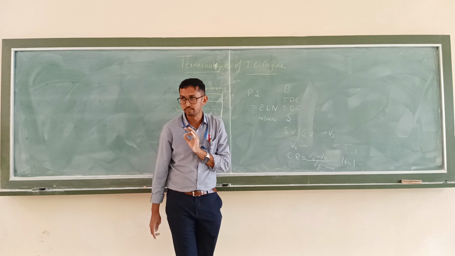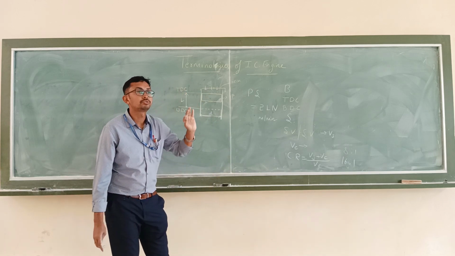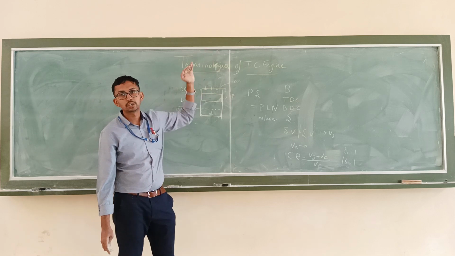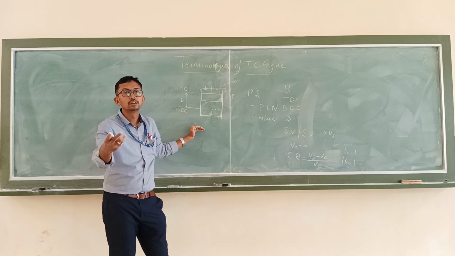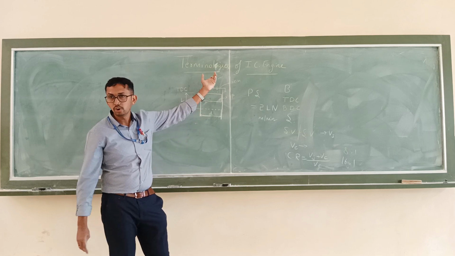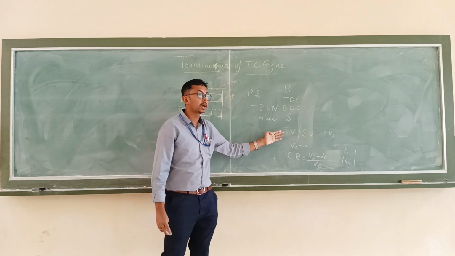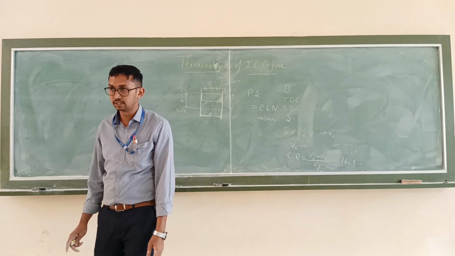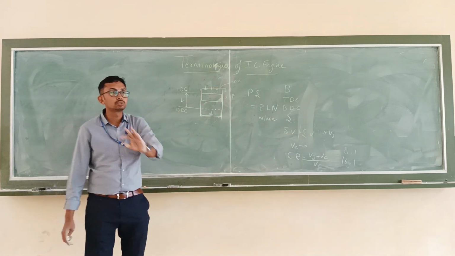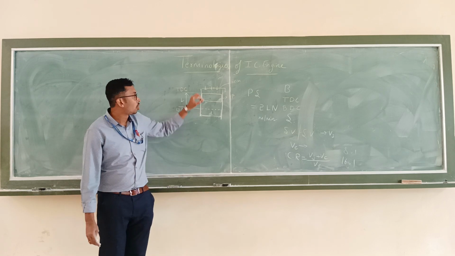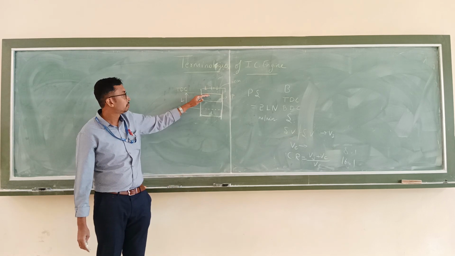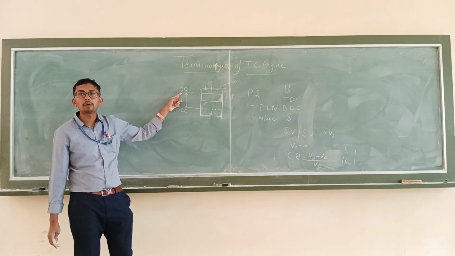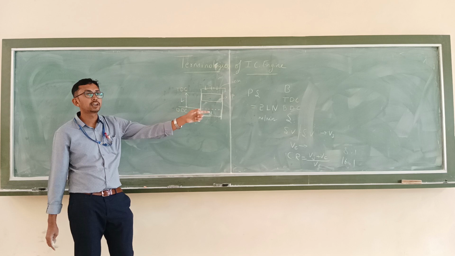Next one, stroke volume or swept volume. Swept volume: the volume swept by the piston while moving from top dead center to bottom dead center, or vice versa, that is bottom dead center to top dead center. So that is called stroke volume. It is represented as Vs. Next one, clearance volume. The volume of the cylinder above the piston when the piston is at TDC, that is top dead center, is called clearance volume.